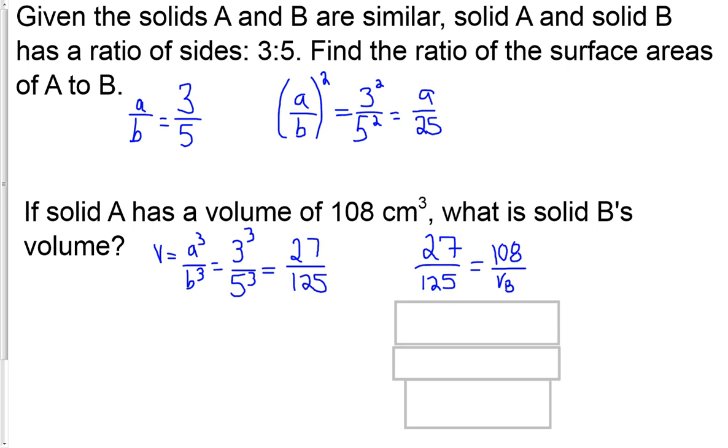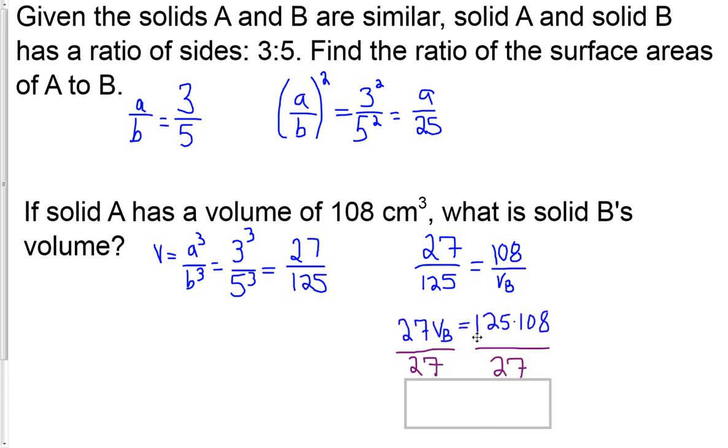Cross multiply and divide, or find your rule of 4. And we're going to get 27 VB is 125 times 108, divided by 27, and we get 500 units, centimeters cubed, so our units down here are also centimeters cubed.